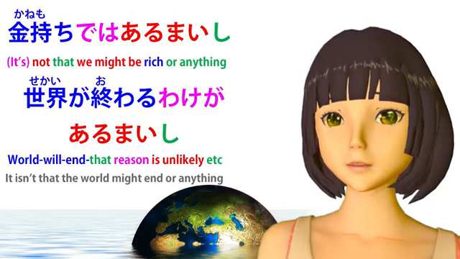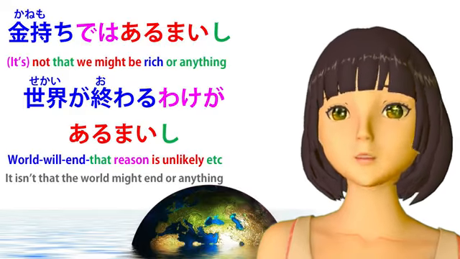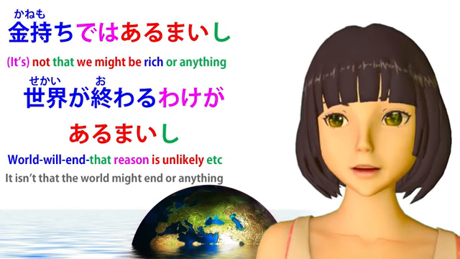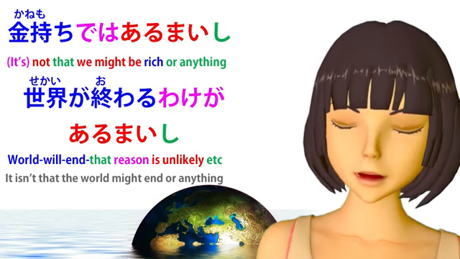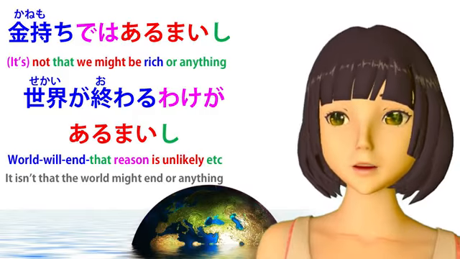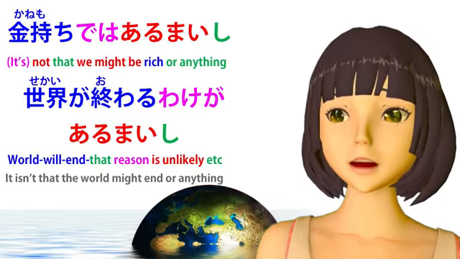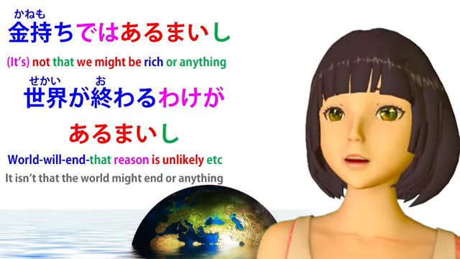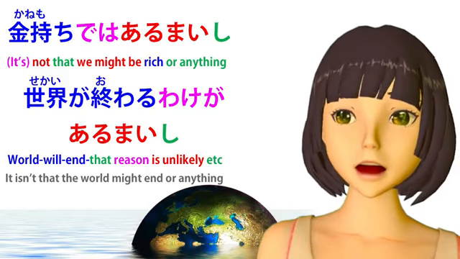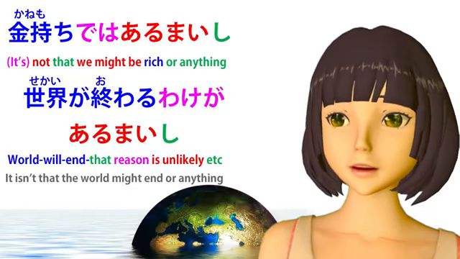Now the other construction that you'll commonly hear is formed by simply attaching shi, which is used for listing causes of something, but as we've discussed elsewhere, it's often used on its own just to imply a continuing list. And this gives a construction that's somewhat comparable to the it isn't as if or it isn't like construction in English. So if we say, Kanemochi de wa arumaishi, which is roughly equivalent to saying in English, it's not as if we're rich. Or, Sekai ga owaru wa arumaishi, it's not as if the world is going to end.